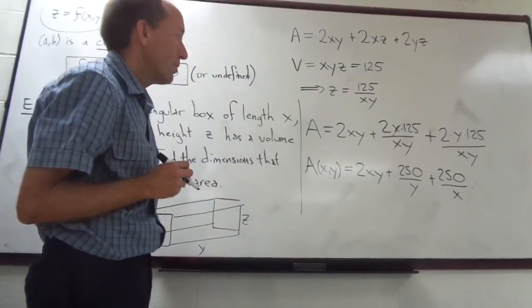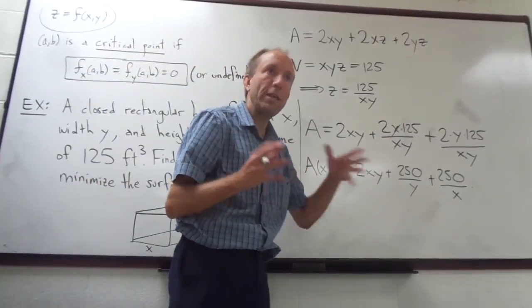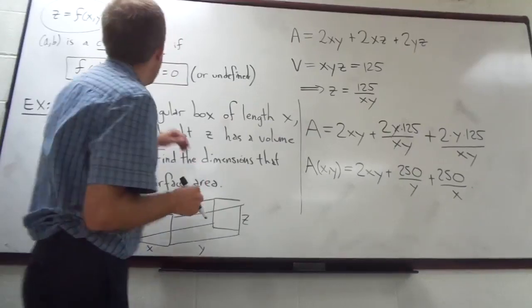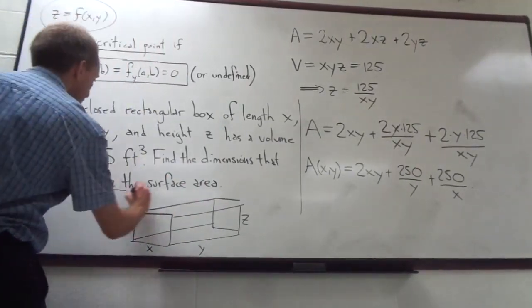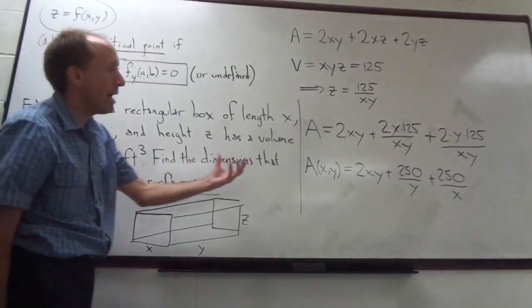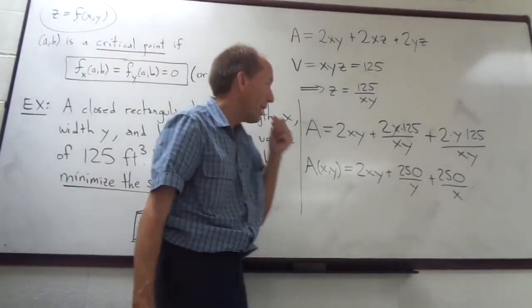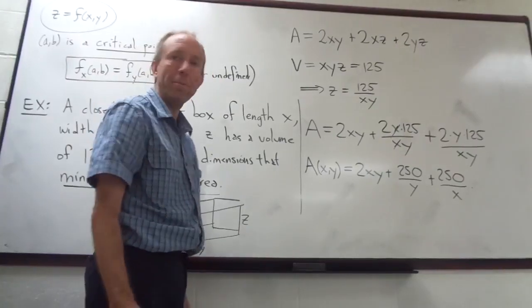All right? So this is my area equation, and the next thing I need to do is try to find my critical points. I want to find the minimum surface area. So now that I have a function of only two variables, I can work on finding my critical points.